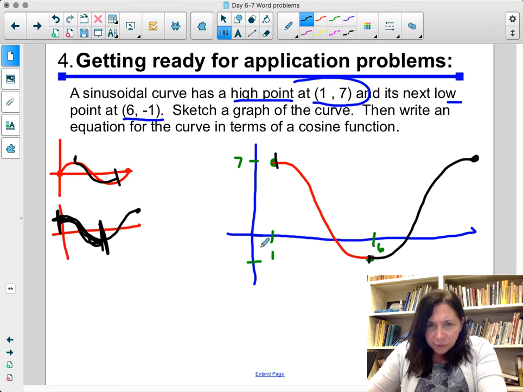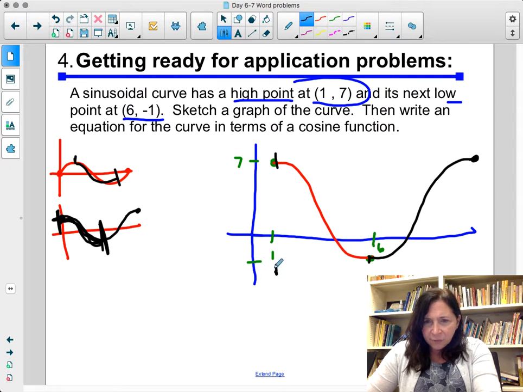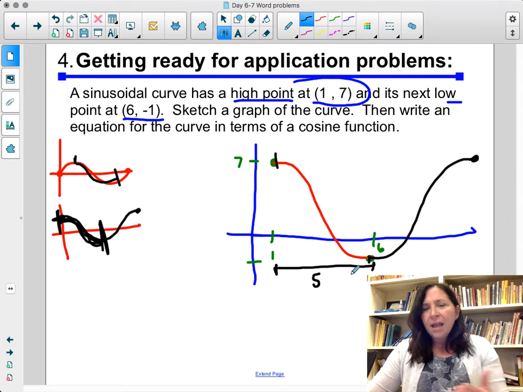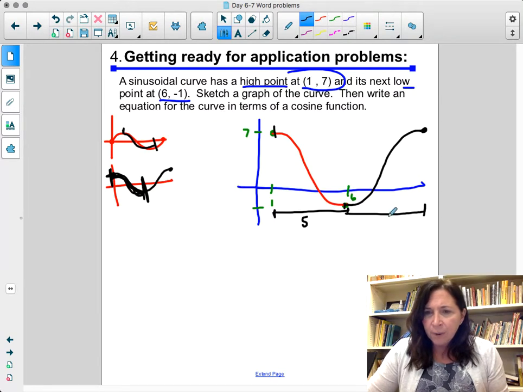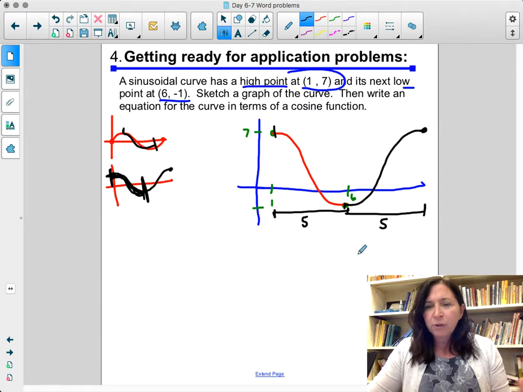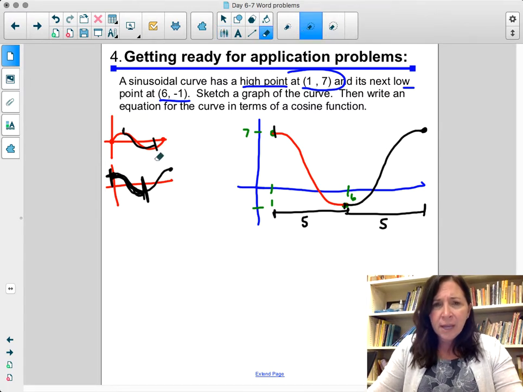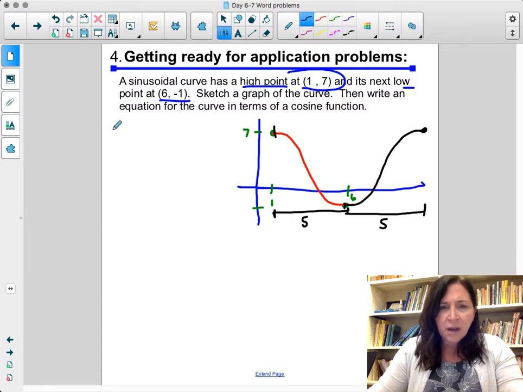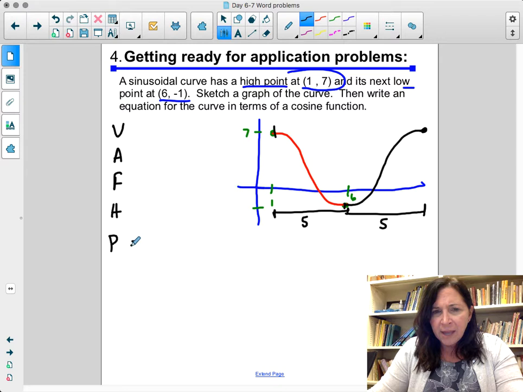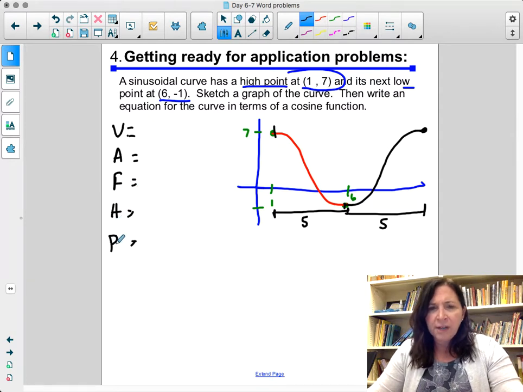And this distance from here to here, 6 - 1, that distance from here to here is 5. That means that the period for my graph, the period for my sine wave is 5 + 5, which is a total of 10. Okay, so I'm going to erase this here and put my VAF. Now, for those of you who have been watching the videos, we use this sort of a mnemonic called VAFHP, and that stands for vertical shift, amplitude, frequency, horizontal shift, and period.